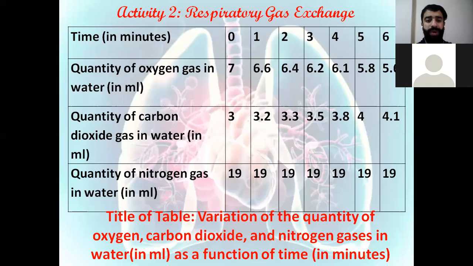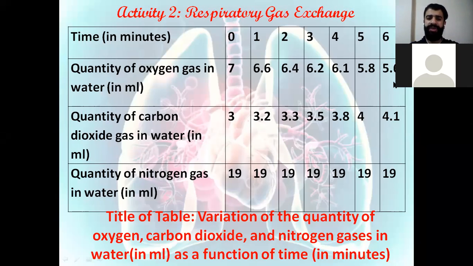In water, what is the unit? In milliliters, the unit of volume. As a function of time, what is the unit of the time here? It's in minutes. So if you notice here, we have time 0, 1, 2, 3, 4, 5, and 6. So we have 6 minutes, and we have the quantity of oxygen, the quantity of carbon dioxide, and the quantity of nitrogen gas.